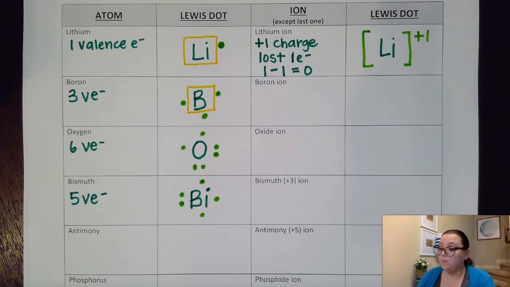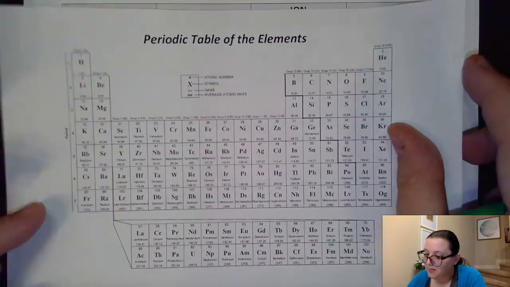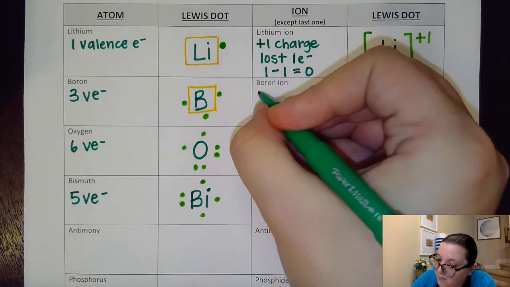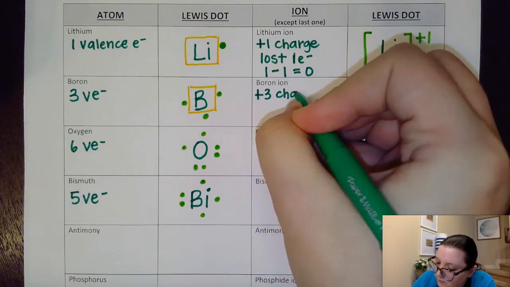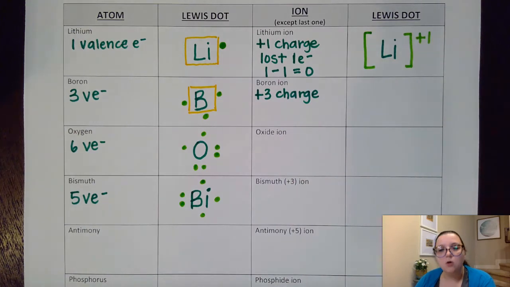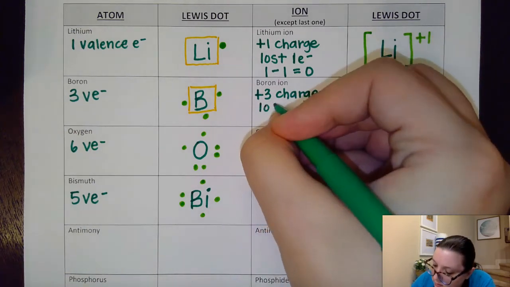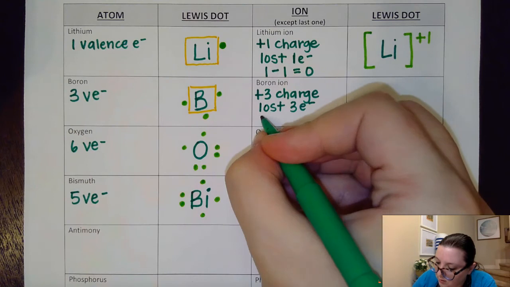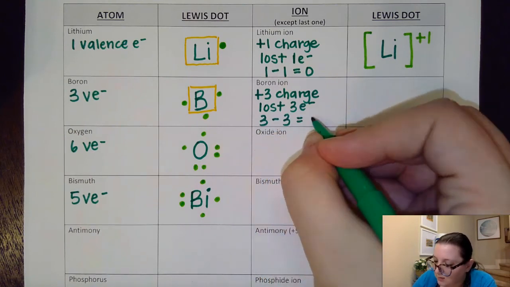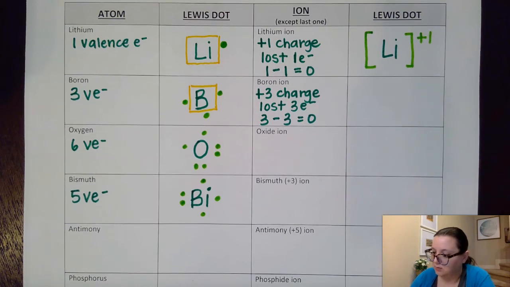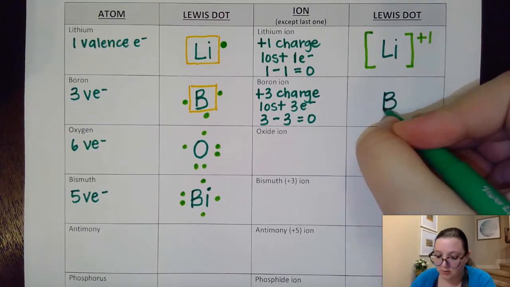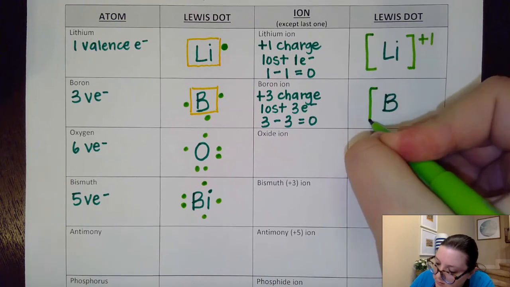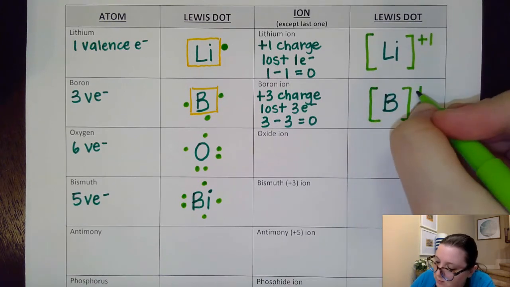All right, next, let's talk about boron. Boron is in group 13, and we said on our previous page that group 13 is notorious for making a positive 3 charge. Well, what does that mean that's happened? That means that I have lost 3 electrons. So if I had 3 electrons to begin with, and I lose those 3, that means I end up with no valence electrons. So I'm going to put my boron in the middle here. I'm going to draw no dots to show that it lost all of those. I'm going to put brackets around this, and then I'm going to show my +3 charge.